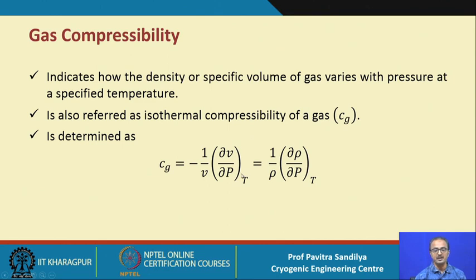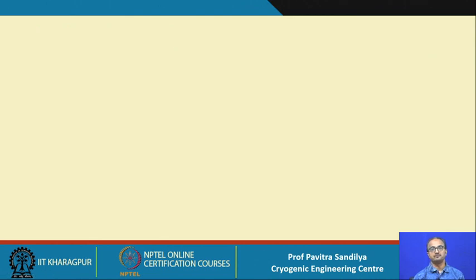So this is the way we can get the value of the gas compressibility, and to further estimate this value, we simply need to know the equation of state. That equation of state will give us an expression for V as a function of temperature and pressure. If I know that, we differentiate it with respect to pressure, keeping the temperature constant, and we use this expression to get the value of the gas compressibility.